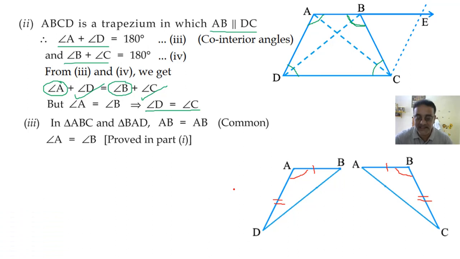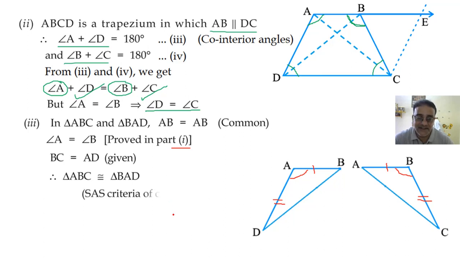Okay, so shall I continue? Yes, sir. Angle A is equal to angle B, we already proved in first bit. And the last one is BC is equal to AD, that is also given. So these two triangles are congruent. By which criteria? SAS criteria. Right. Yes, sir. SAS criteria.